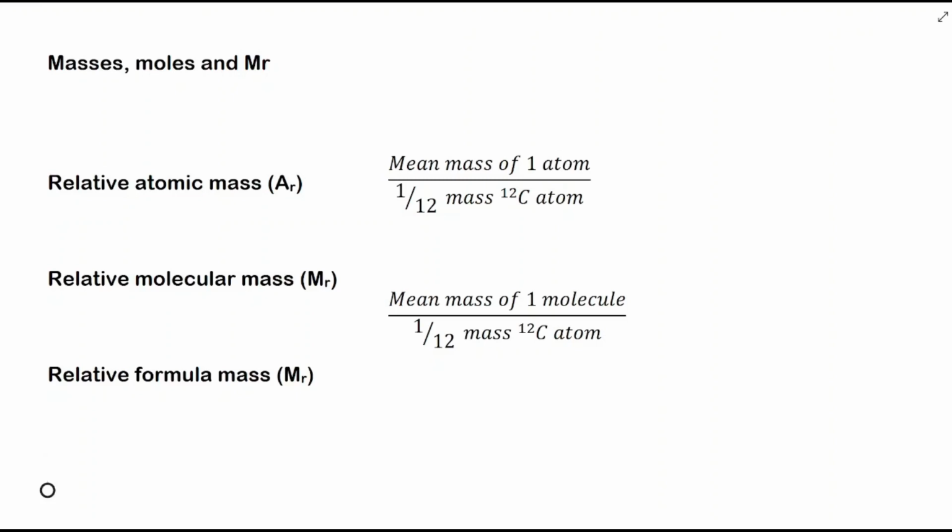So we're going to start off first of all by talking about the concept of the mole, the concept of masses, and the relative molecular mass. Now you need to be able to define the relative atomic mass, and when you give that definition, you need to define it as the mean mass of one atom over 1/12 the mass of carbon-12. Now you can also be asked to define something called the relative molecular mass, and the relative molecular mass is the mean mass of one molecule over the mass of 1/12 of carbon-12.